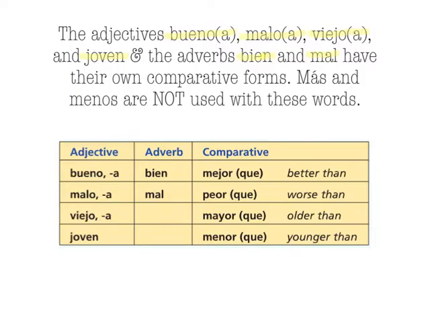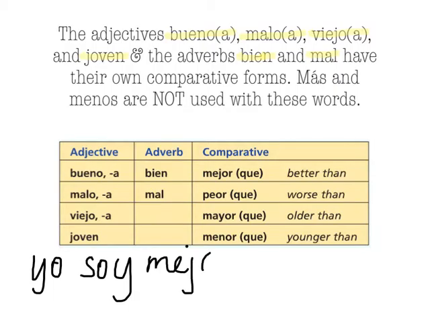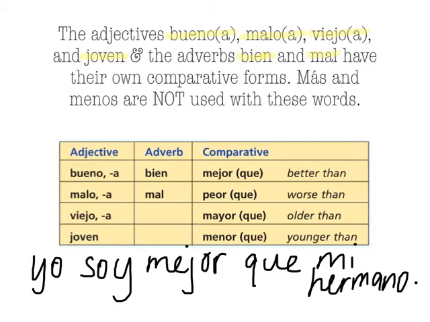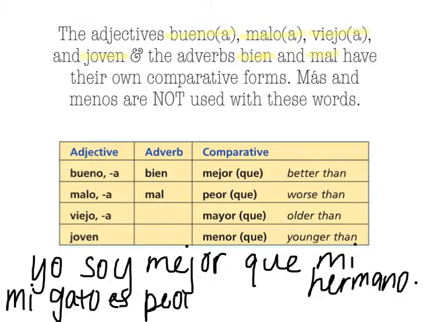Más and menos are not used with these words. So for example, I would not say yo soy más bueno, right? Just like in English, I wouldn't say I am more gooder. Instead, I would say yo soy mejor que mi hermano. I'm better than my brother. Or mi gato es peor que mi perro. My cat is worse than my dog.